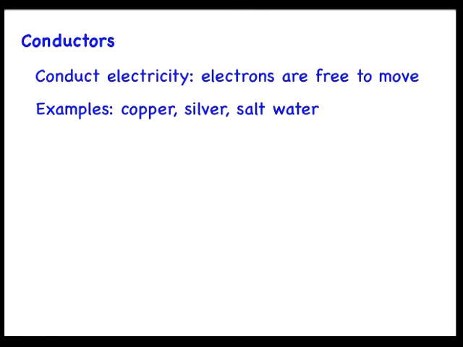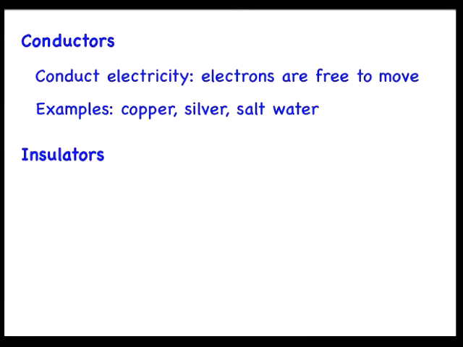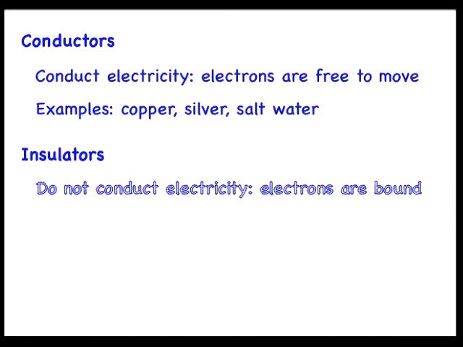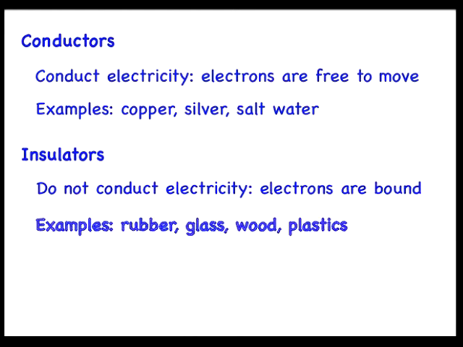Materials that conduct electric charge poorly are known as electrical insulators. In insulators, the electrons are not free to move. In many cases, thermal insulators are also electrical insulators. Common electrical insulators are rubber, glass, wood, and many plastics. Insulators, such as the rubber or plastic that coats electrical wiring, prevent electric charge from going where it is not wanted.